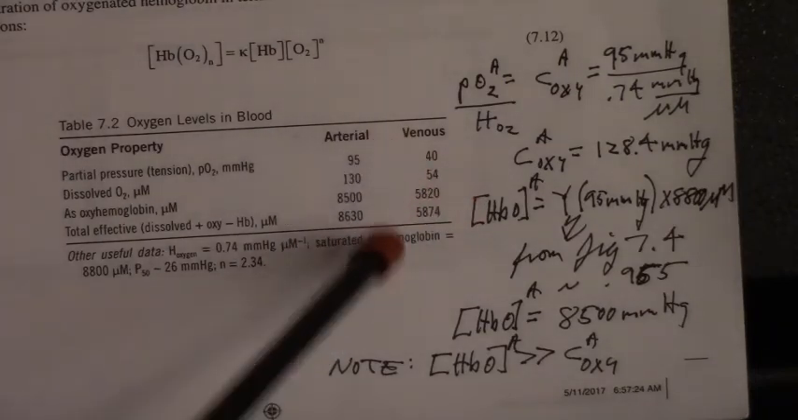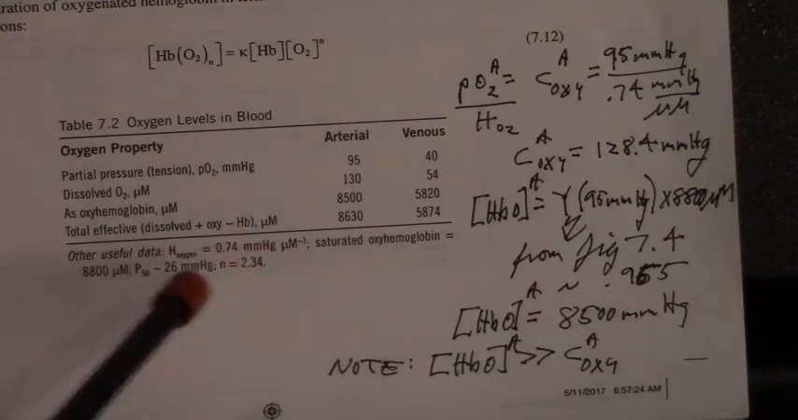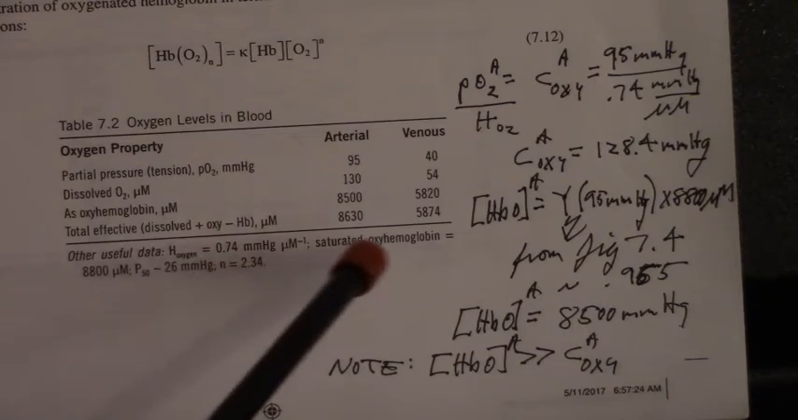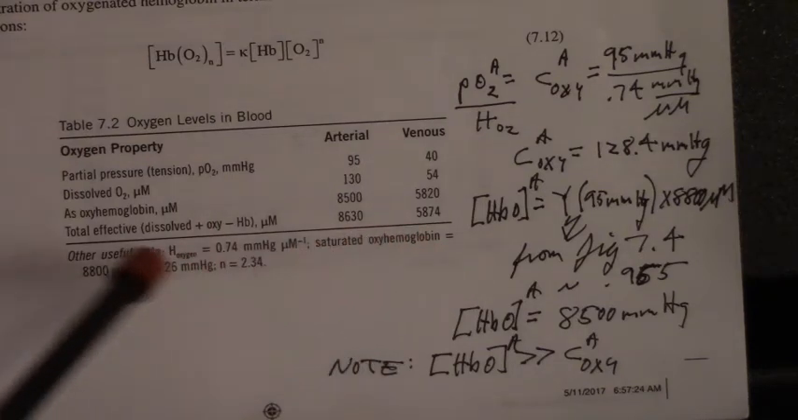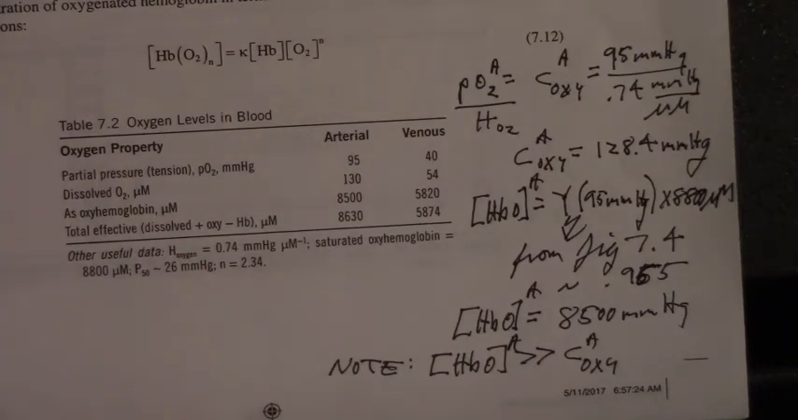And similarly, you could do the same calculations over here for the venous. Then down here in the little subheading, you can see this table summarizes the oxygen Henry's constant, the saturated hemoglobin value, and something that's called the P50 and the n value that we'll be deriving next. The P50 value is the value of the PO2 where the hemoglobin is half saturated. So this is the level of 50% saturation.